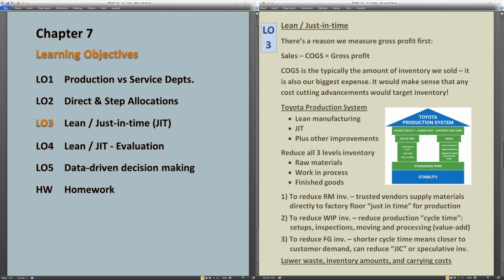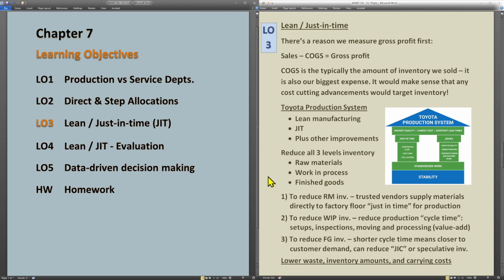Okay, so learning objective 3, it's an interesting thing. Lean manufacturing and just in time, plus a whole lot of other cost accounting or manufacturing theories. This is actually a very big topic, and we just cover some of the basics here. If this is at all interesting to you, or if you are going into some sort of production type company, then you'll probably end up learning a lot more about this. So the granddaddy of all of these production systems was the Toyota production system.